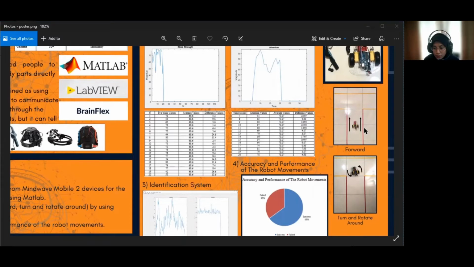This is the condition where the user maintains a high level of concentration so that the motors move forward, which is more than 75 out of 100 for the magnitude range in attention level. While for turn and rotate around, it shows the state of either turning or rotating around whenever the eye blink is detected, based on how many times the eye blinked. And also the attention level is less than or equal to 75 in this condition.